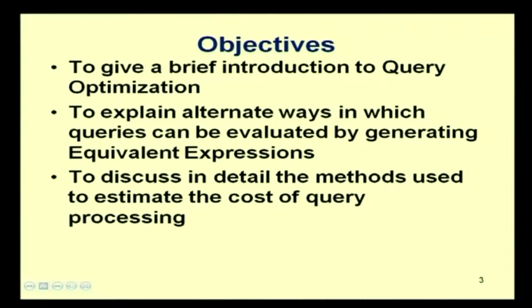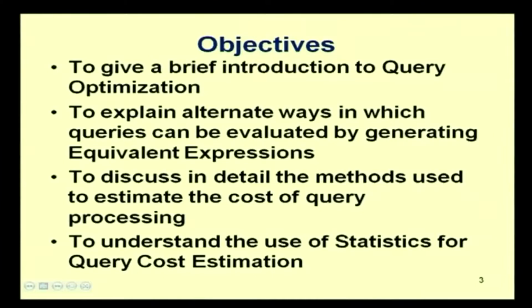Now, unless there are alternate ways in which the same query can be evaluated, there is no question of optimization. If you have alternate ways, then you must have methods to calculate the cost of query processing. The less the cost of query processing, that is the expression you have to take, and that way you are going to optimize the query. And you have to understand some statistics that are used for estimating the cost of the query.